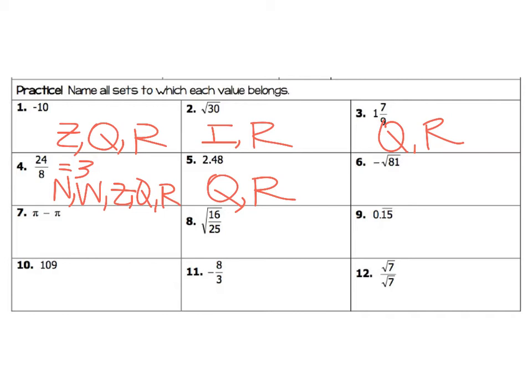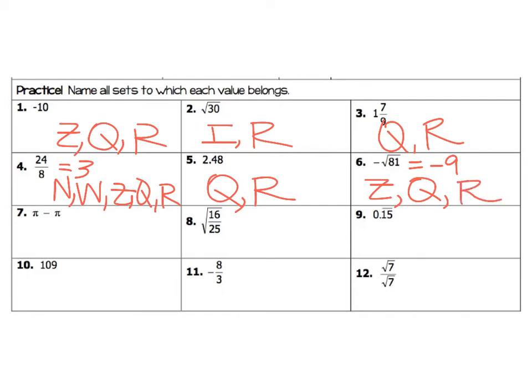Number 6, we've got negative square root of 81, which if we simplify this, we get negative 9. Negative 9 would be considered an integer because it's a negative whole number. Alright, so we can put a Z for integer. If it's an integer, that means it's a rational number. And if it's a rational number, that also means it's a real number.